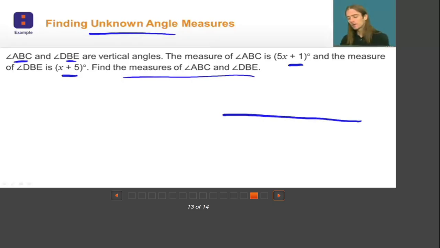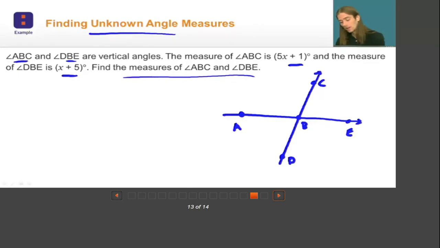I know that I have 2 vertical angles, so I want intersecting lines. So let's label these angles. One of them is ABC, and then the other part of this pair of vertical angles is DBE. So let's make sure we know these are lines, and then we'll write the expressions right here on the diagram. So that would be 5x plus 1, and then the other one has measure equal to x plus 5 degrees.